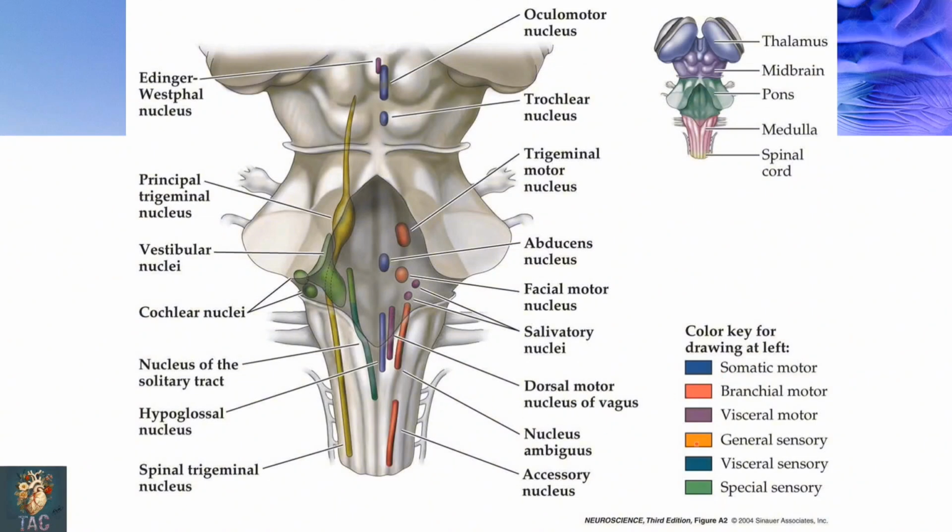Then visceral motor fibers are also present. Then you can see the general sensory fibers, present over here in the given color. Then the green color are the visceral sensory, and these are the special sensory fibers. So these are the different fibers which are given different colors over here.